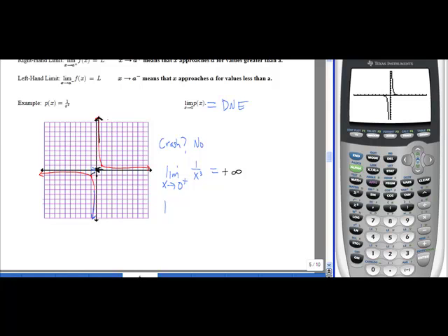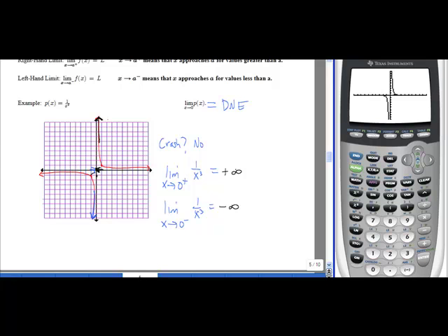What about the left-hand limit? So 0 with a little negative in there. Well, if we're on the left side of 0, then that means we're on all these y values here, and that car is going down, down, down. It's still getting bigger, but it's getting bigger in the negative direction. So this limit would be minus infinity.